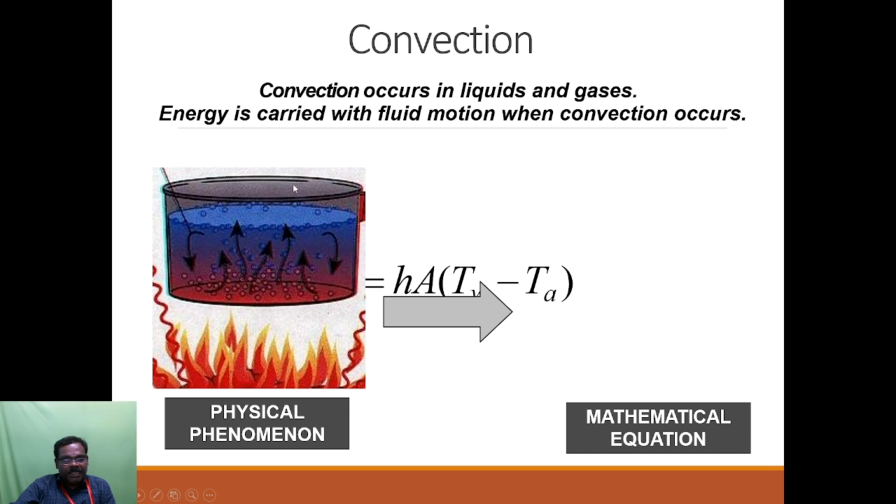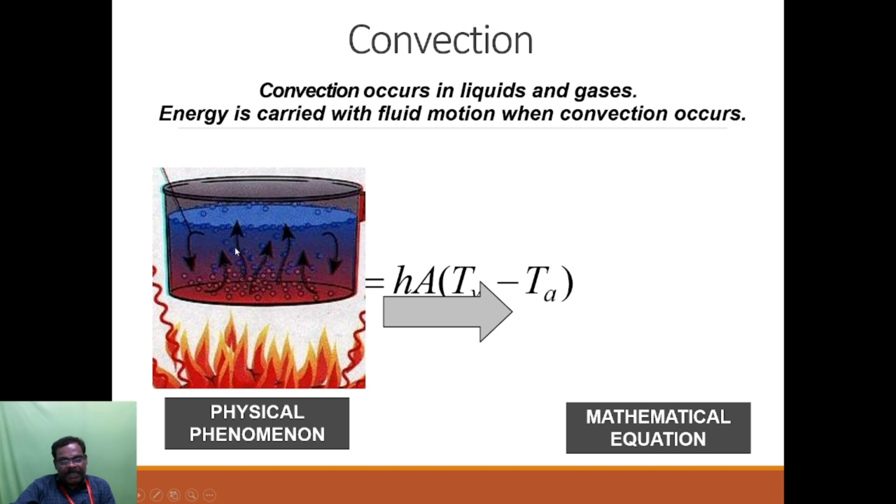This is one example. Suppose this is the vessel. Consider this is the vessel. You can heat this vessel. Inside the vessel you have a fluid. You take this as water. So you are heating this vessel. The vessel is consisting of water.